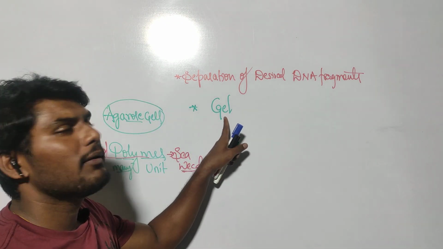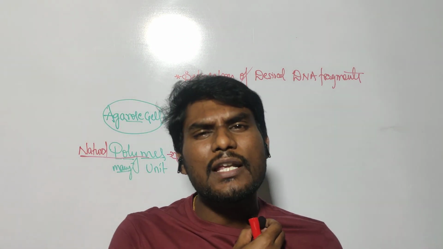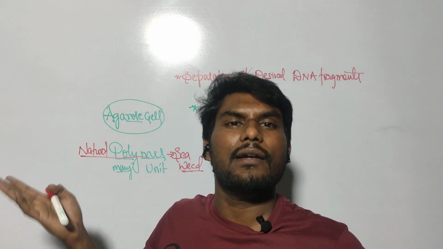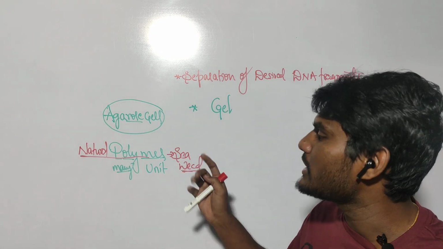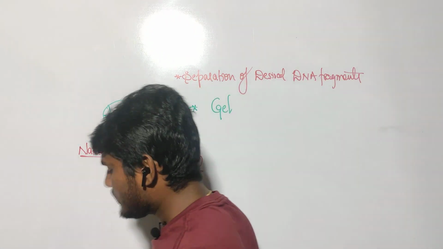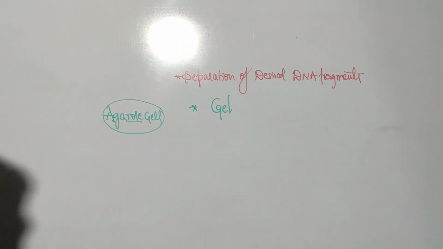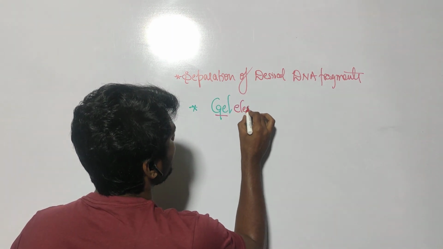So what is the gel name? Agarose gel. From where are you taking this agarose gel? First of all, is agarose gel a polymer or monomer? Polymer. What polymer, artificial or natural? Natural polymer. Naturally you will get it from the plant. Which plant? Seaweed. Okay, by using this agarose gel, along with the gel, we also use the electric field.